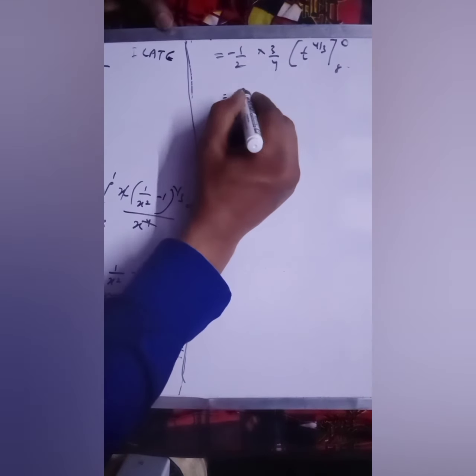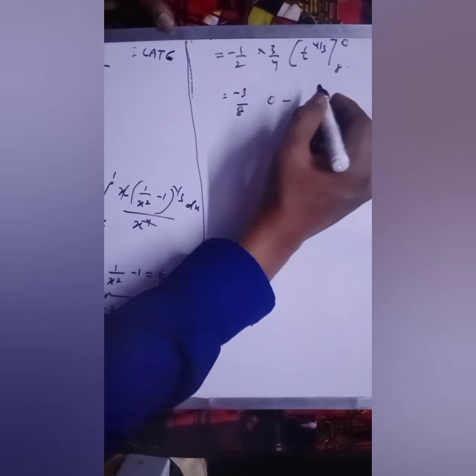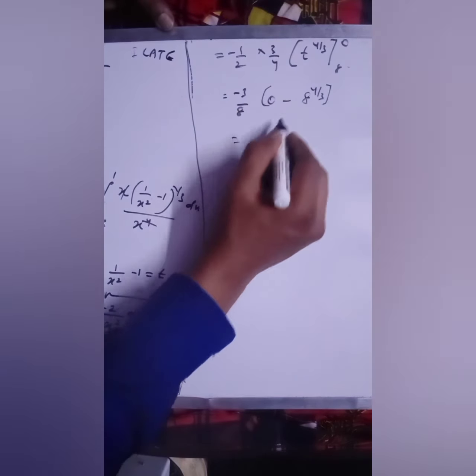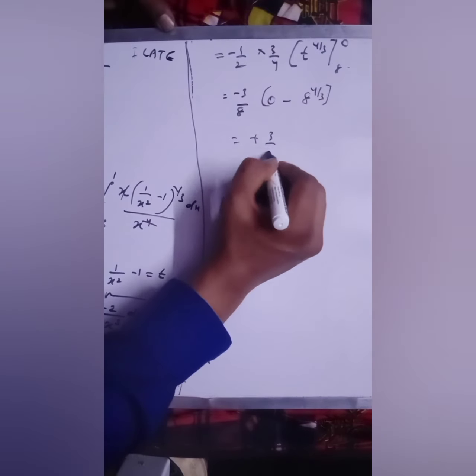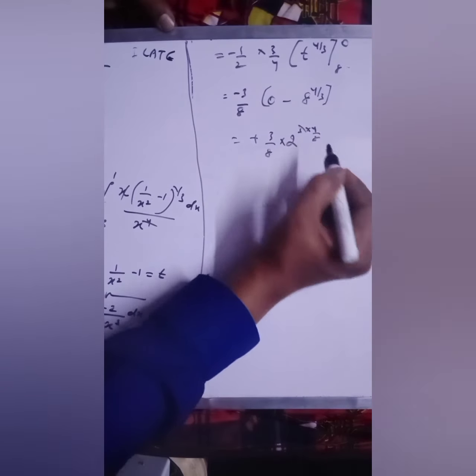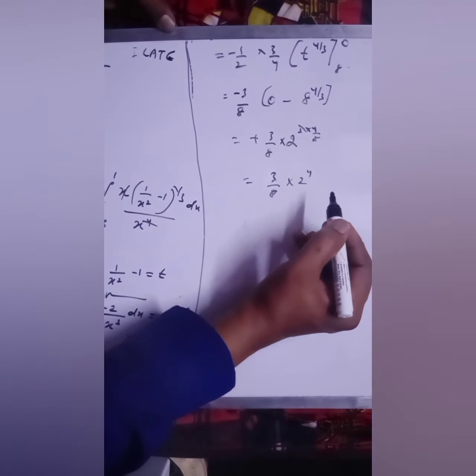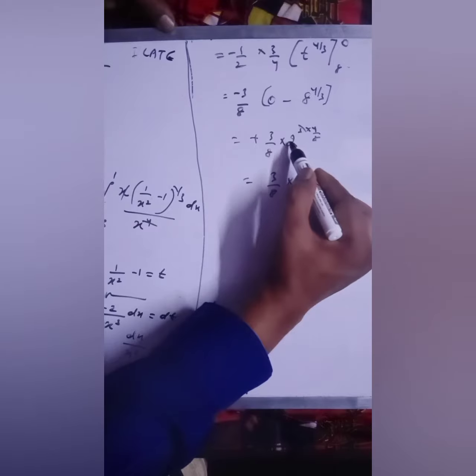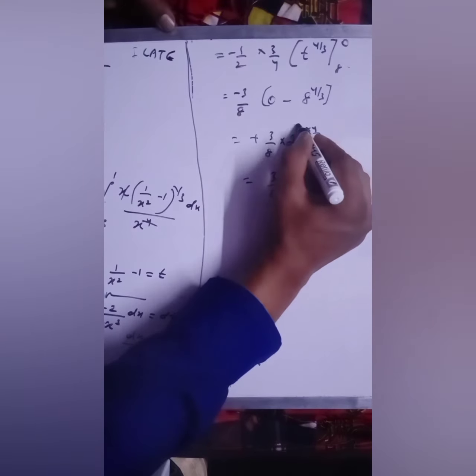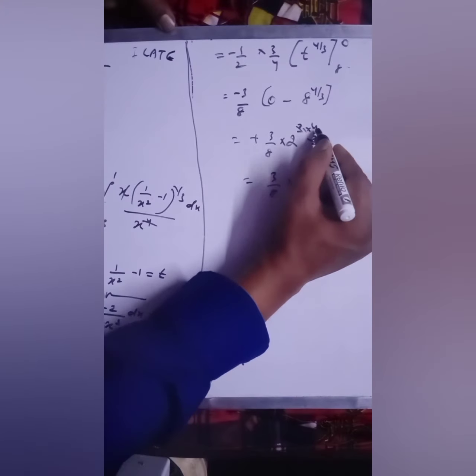So this would be minus 3/8. Put 0, this would be 0 minus, put 8, 8 raised to power 4/3. Fine. So this minus minus will be positive 3/8, and 8 can be written as 2 raised to power 3, and this power is 4/3. 3 and 3 will cancel out, and you will get 3/8 into 2 raised to power 4.